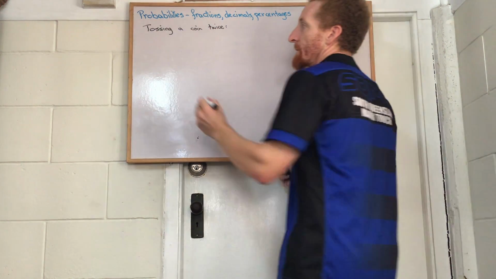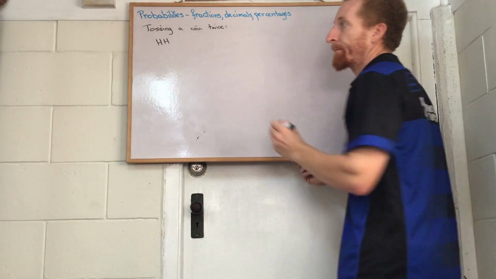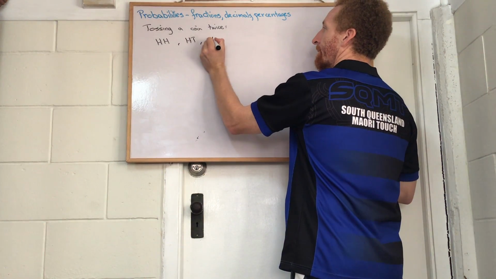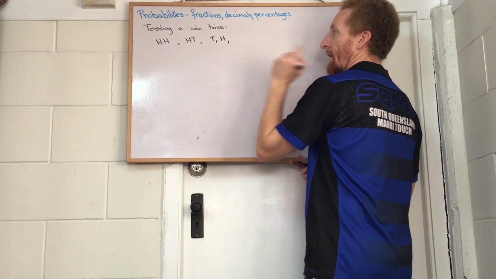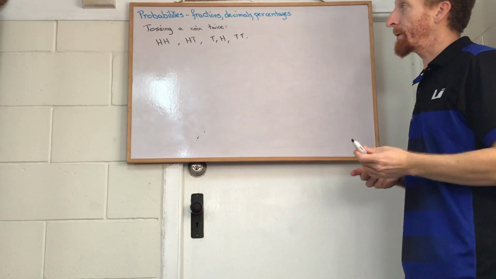So our possible outcomes are heads and heads, heads and tail, tail and head, tail and tail. There are 4 possibilities.